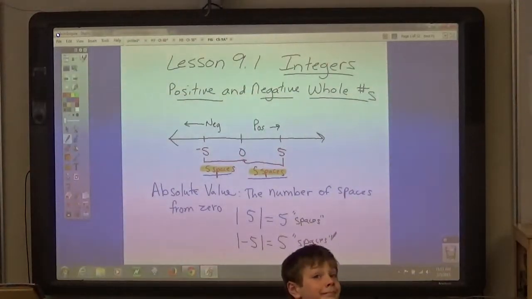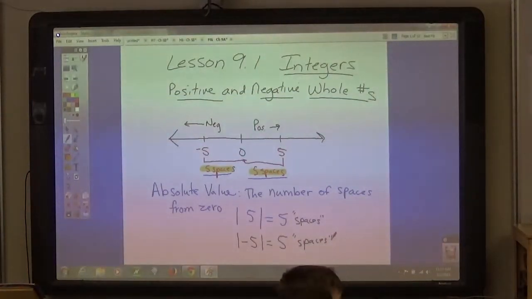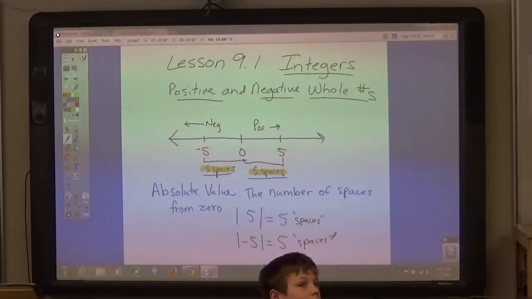We're going to go on, tomorrow we're going to start adding and subtracting integers, and we're going to get to multiplying and dividing integers and so on. Okay?